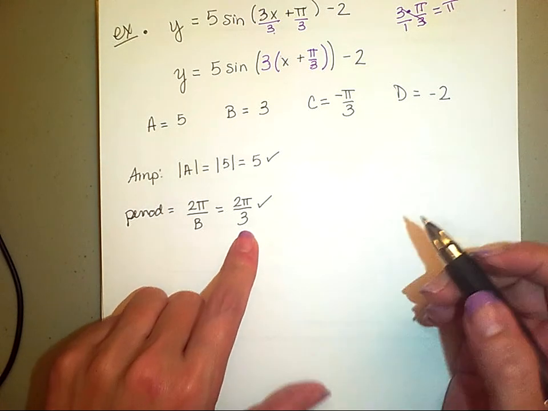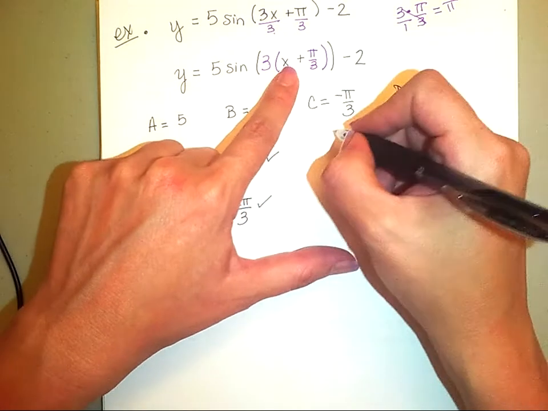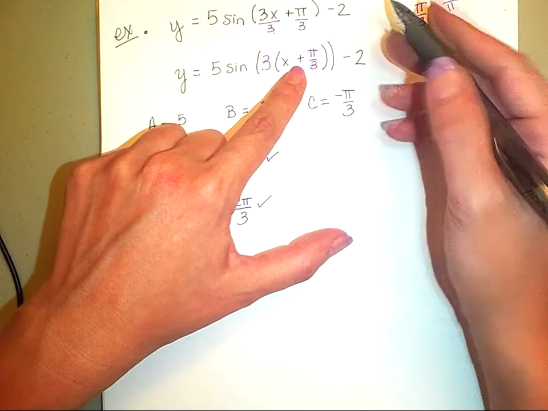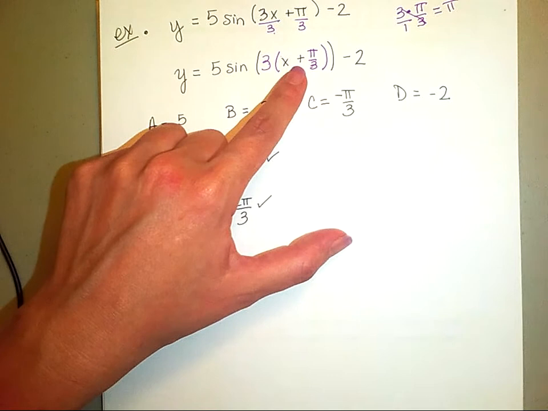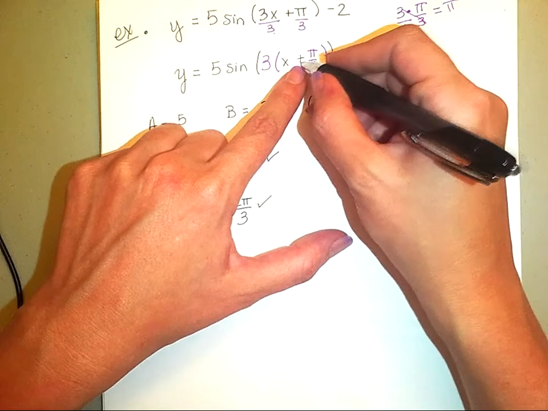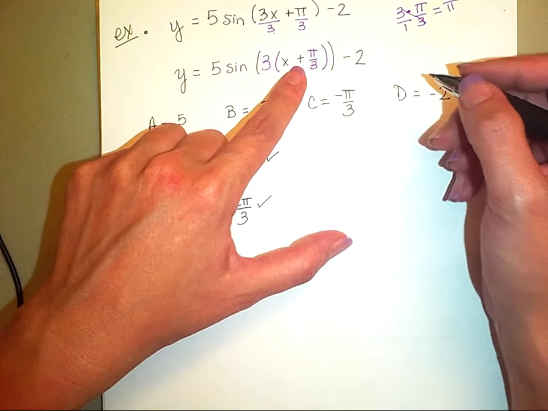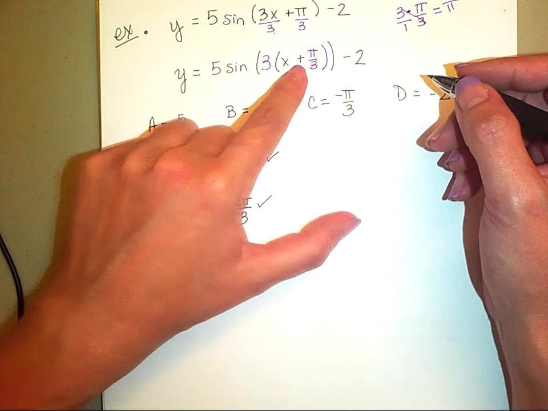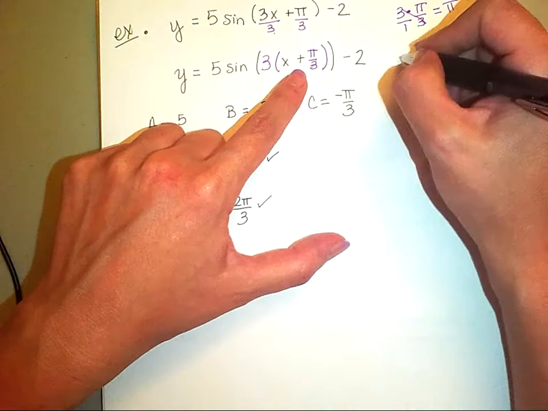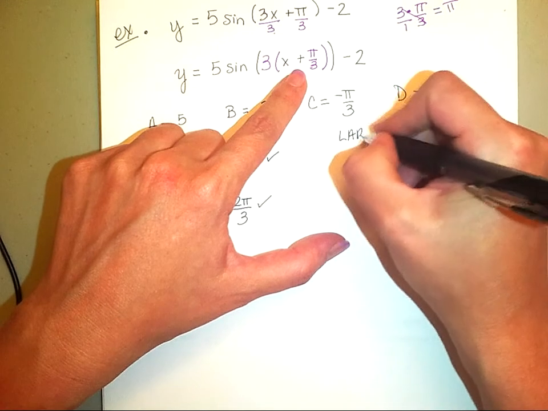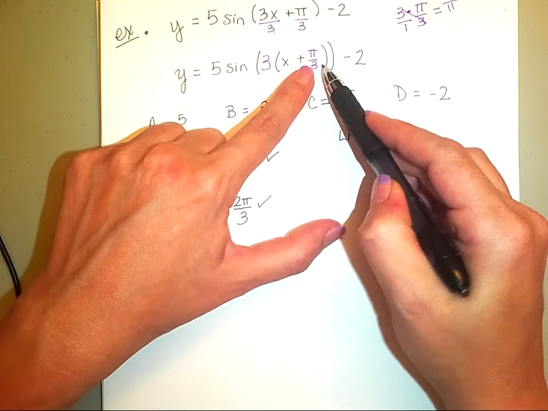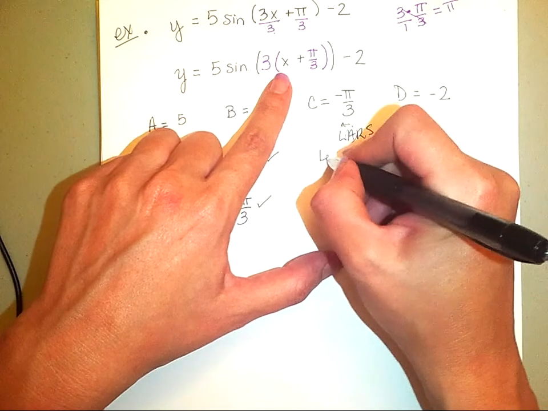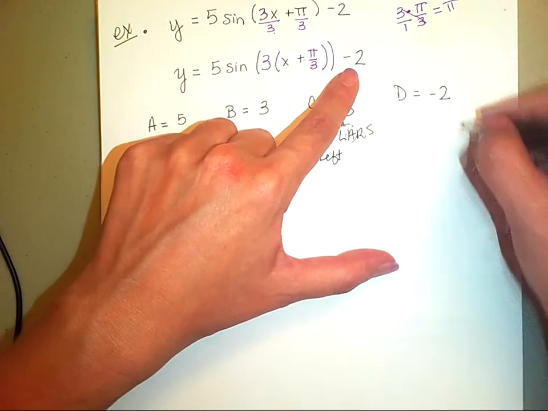Okay. And now the rest of it I just like to think about. Okay, remember our acronym. This tells us that we have a negative phase shift, but I can also think about it this way. Remember when we're translating, when we have a plus, we're going left, and when we're going right, we subtract. Okay, so to do that, I always use this acronym LARS. And so see, I am adding pi over 3, so I must be going to the left. Okay, so we're going left, negative pi over 3 units, and then this is going to drop us down.